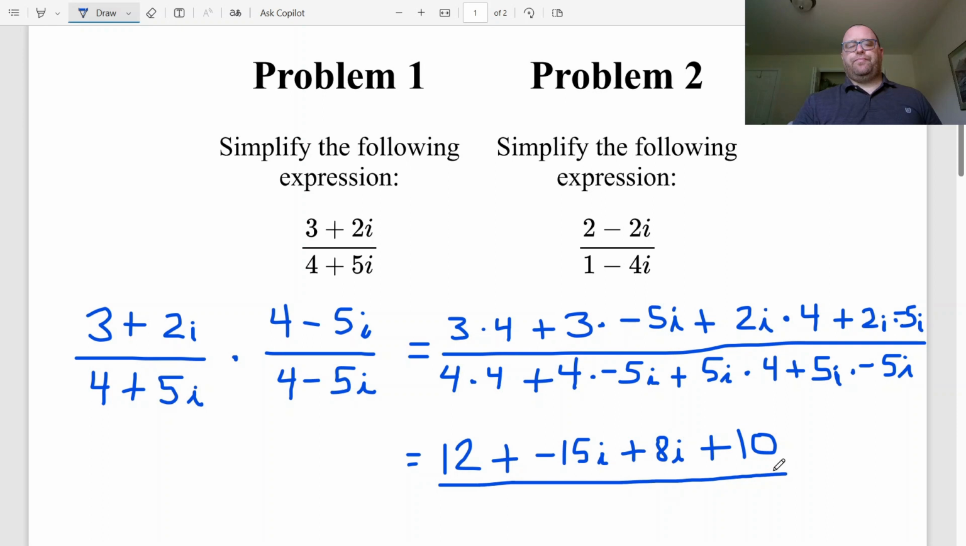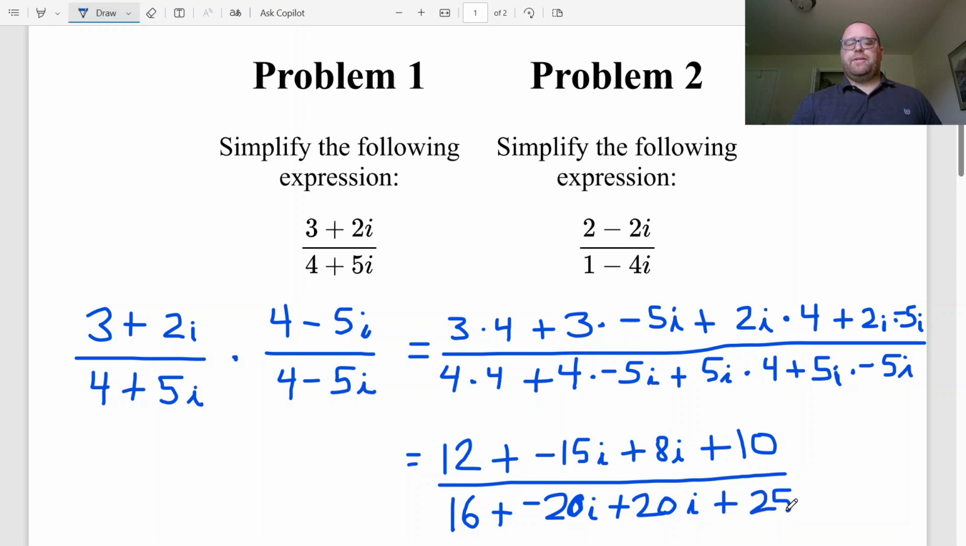And then on the bottom, 4 times 4 is 16. 4 times negative 5i is negative 20i, so we have plus negative 20i. Okay, and then 5i times 4 is plus 20i. And then 5i times negative 5i is negative 25i squared, which is actually positive 25 because i squared is negative 1.